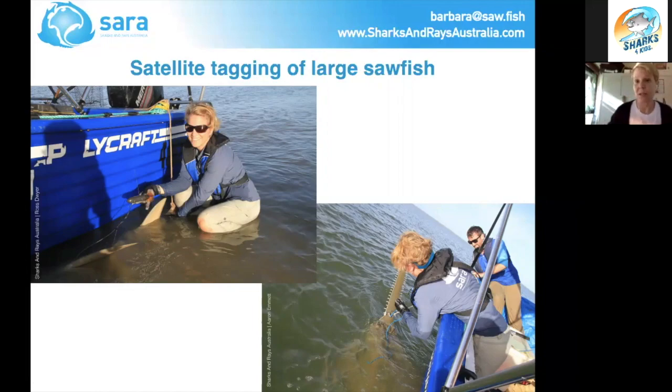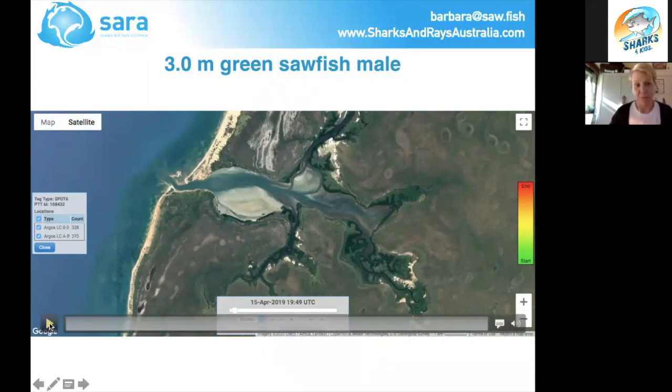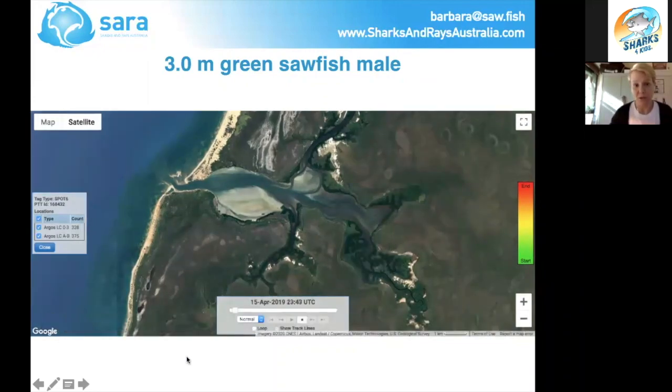a location point. And we also tagged a 3-meter green sawfish, and I'll show you this video from the green sawfish of how this animal moves around. And so each one of those little green dots that pop up is when the animal came into water shallow enough. Now this is the raw data, so that means sometimes when the tag came to the surface, it came to the surface briefly, and so the satellite couldn't quite catch the location, and that's why some of the location points are on land.